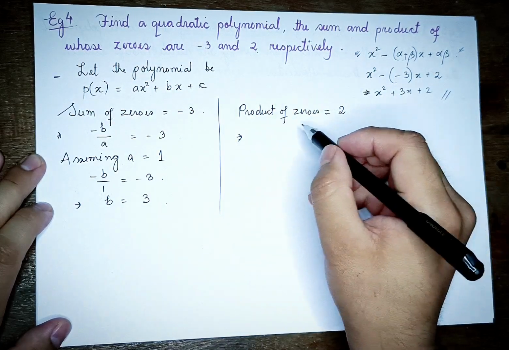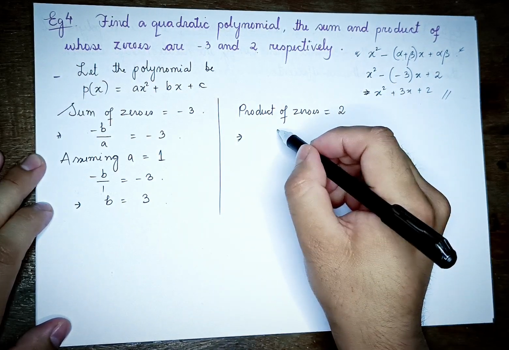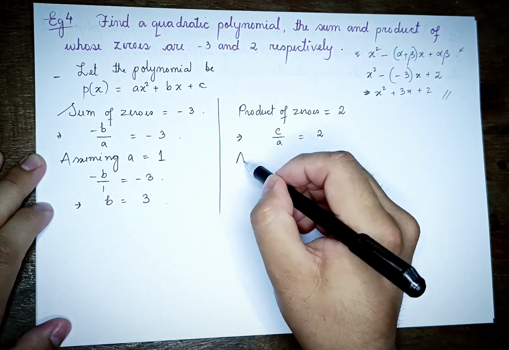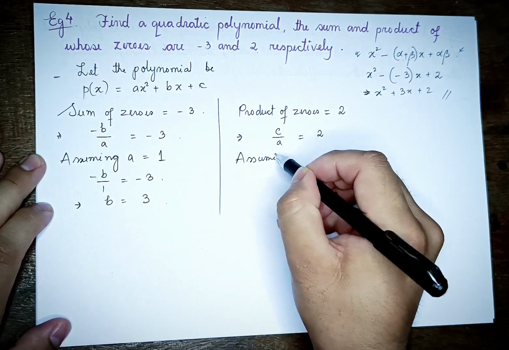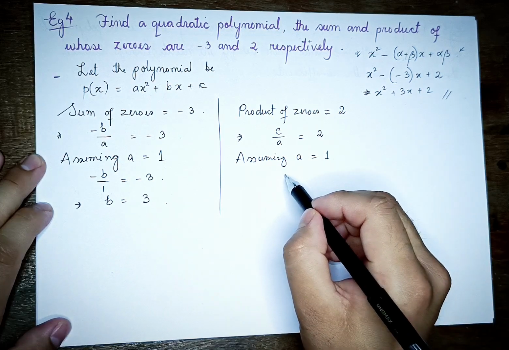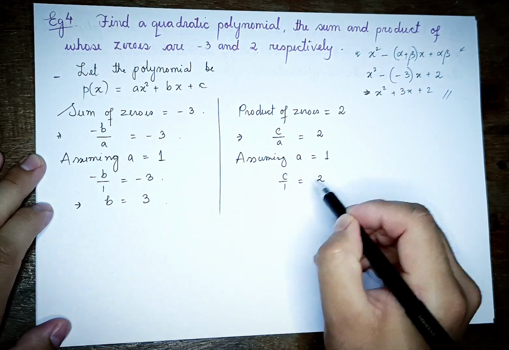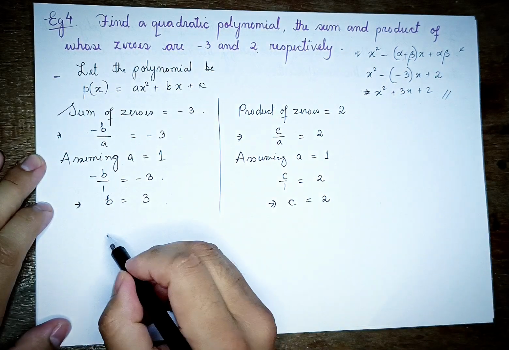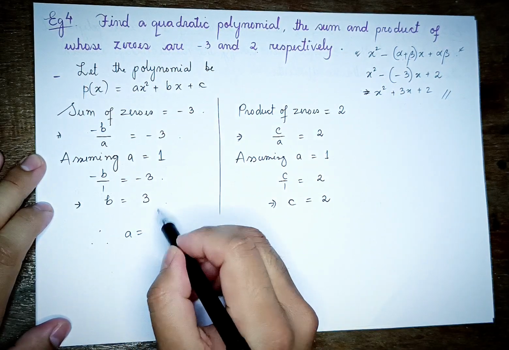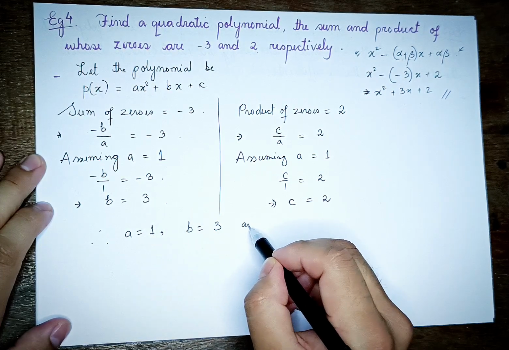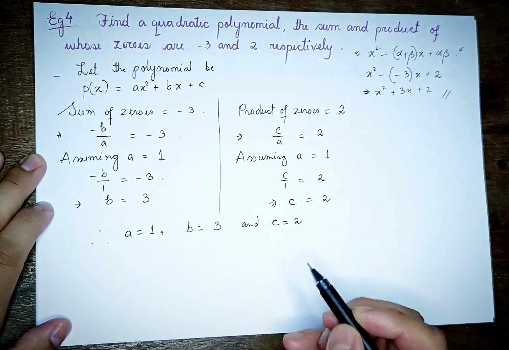What is our formula for the product of zeros? We know that the product of zeros is equal to c by a, which is equal to 2. Again, let's assume a as 1 here. Assuming a is equal to 1, we get c by 1 is equal to 2. Dividing c by 1, we get c is equal to 2. Therefore, the value of a is 1, b is equal to 3, and c is equal to 2.